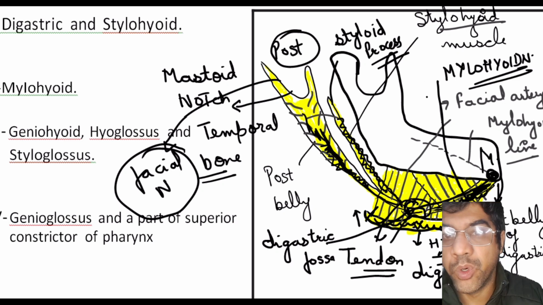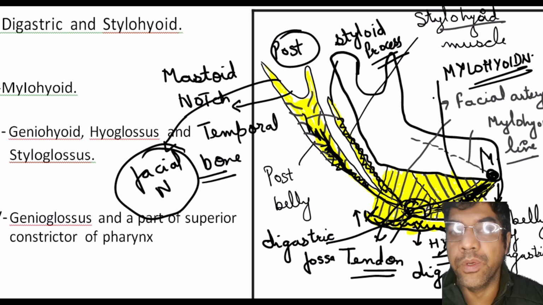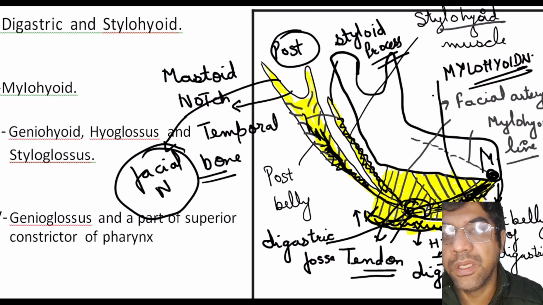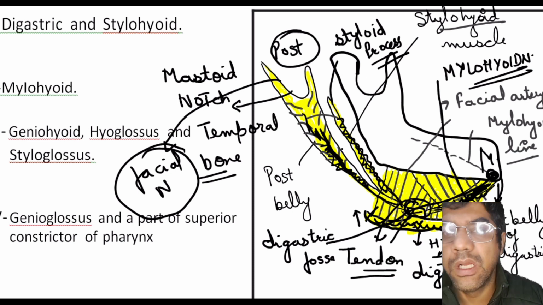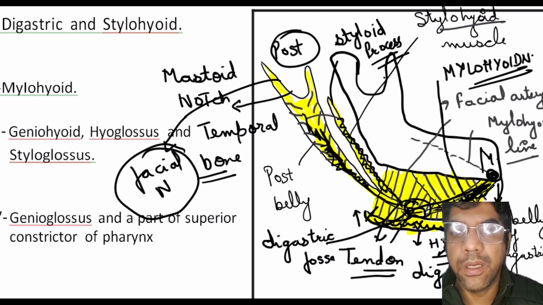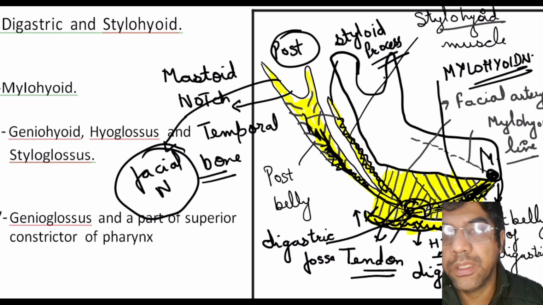So the stylohyoid is inserted into the junction of the body and greater cornu of the hyoid bone, and the nerve supply is the facial nerve. Now what is the action of the stylohyoid muscle? It will pull the hyoid bone upward and backward. Along with the other hyoid muscles, it helps in stabilizing the hyoid bone. So the stylohyoid muscle helps in pulling the hyoid bone up and back.